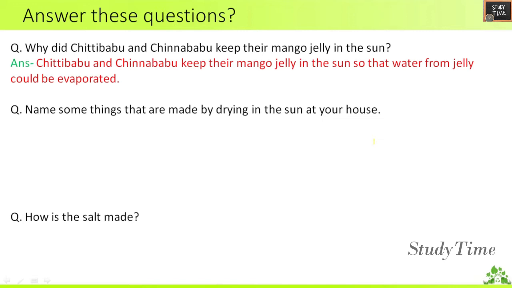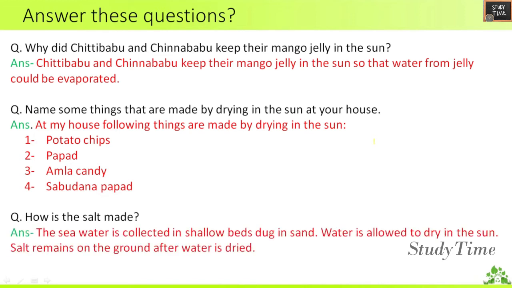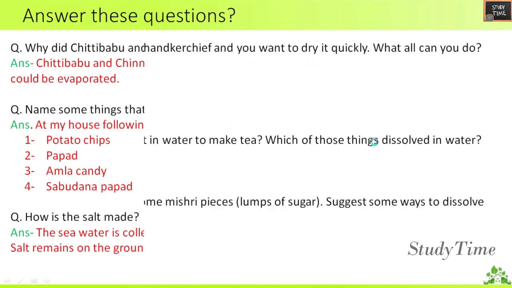Name some things that are made by drying in the sun. Potato chips, papad, sabudana papad, amla candy. Next question, how is salt made? The sea water is collected in shallow beds dug in sand. Water is allowed to dry in the sun. Salt remains on the ground after the water is dried.